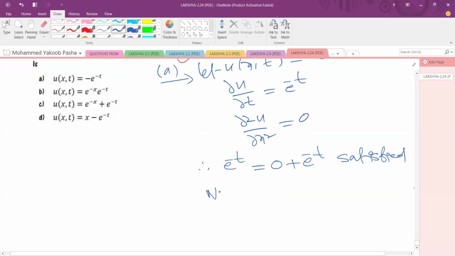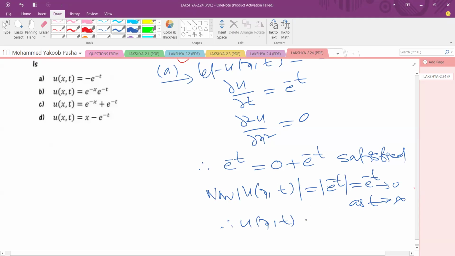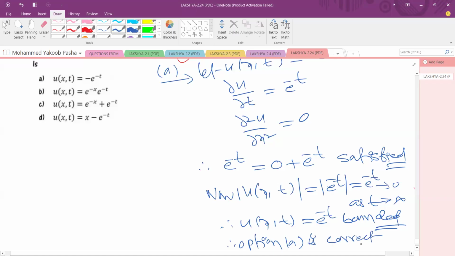To check bounded solution, we have to take the modulus. Modulus of u of x comma t is equal to modulus of e power minus t. So this is equal to e power minus t. This tends to 0 as t tends to infinity. Therefore u of x comma t is equal to minus e power minus t, a bounded solution. It is bounded and satisfies. So option A is the right option. Therefore, option A is correct.